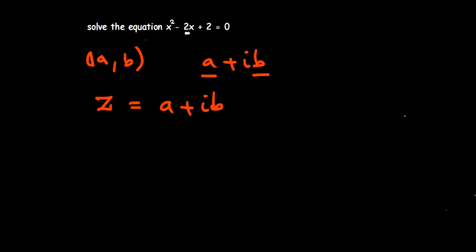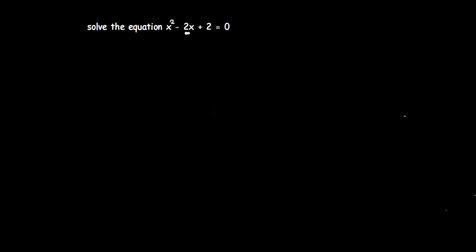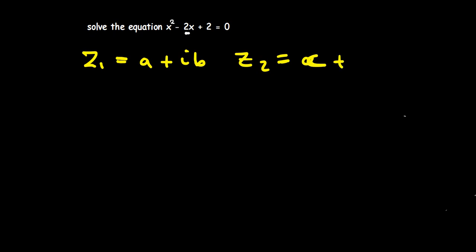Now let us look at some properties which are very useful in the study of complex numbers. For two complex numbers to be equal, let's say I have two complex numbers, z1 equal to a plus ib and z2 equal to c plus id.